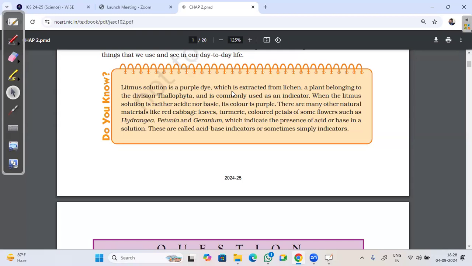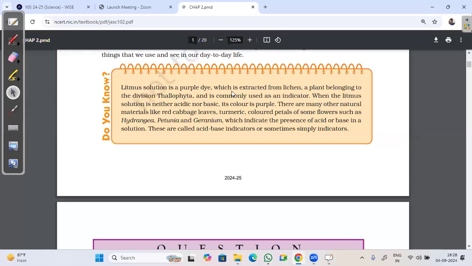Litmus is a natural indicator. Okay, where do we obtain litmus from? Very good. Where do we obtain litmus from? Sir, lichens. Okay, lichens is the source of litmus. So litmus is a chemical which is extracted from lichens.